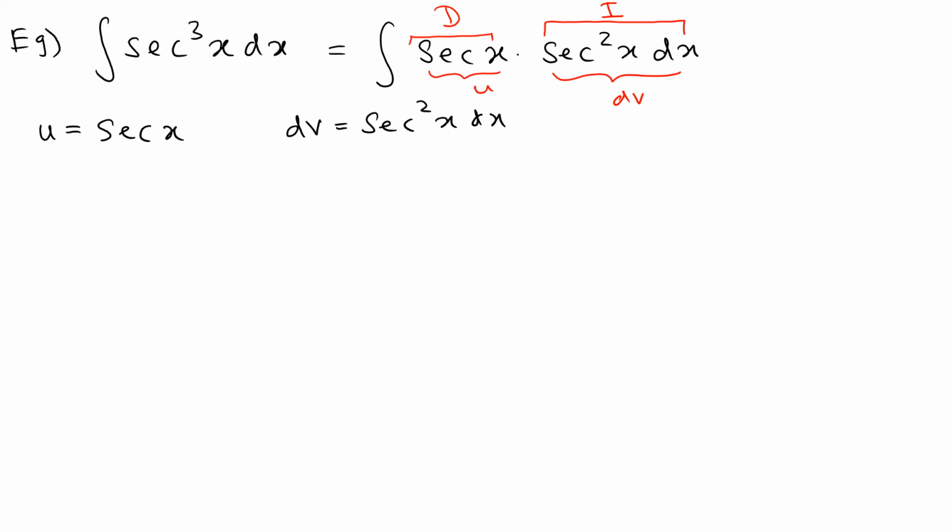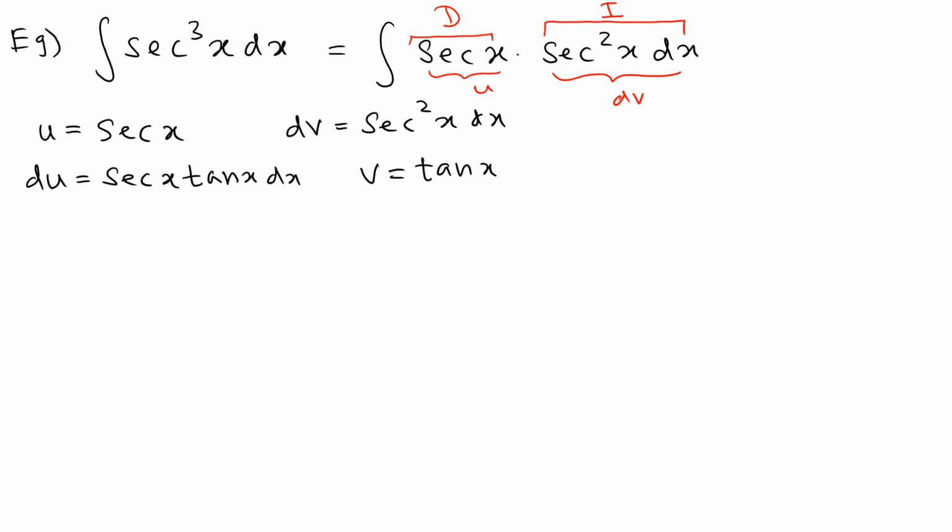Okay, good. So take the derivative. du equals secant x tan x dx, and since dv is the integral, v is simply tan x. So we can substitute that now.